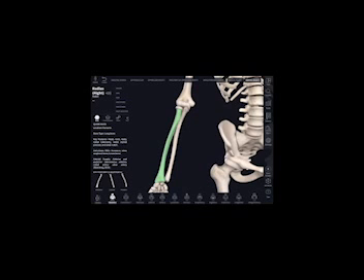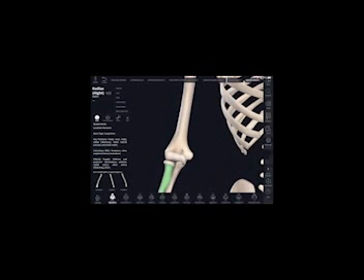Once again, flexion and extension happen at the humeral radial and the humeral ulnar joints, and pronation and supination occur at the proximal radial ulnar joint. Next we're going to dive into the bony structures and some important landmarks for each. Let's start with the humerus.